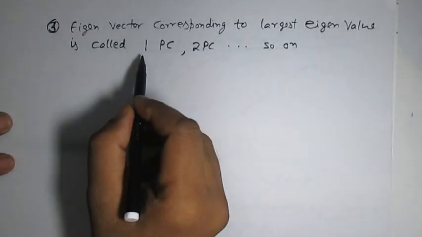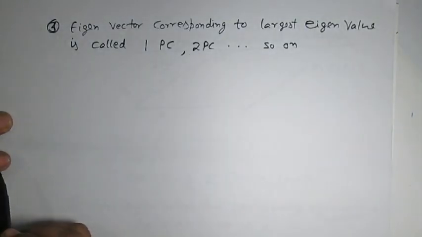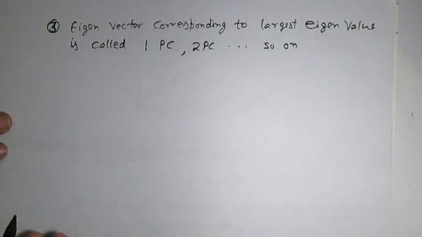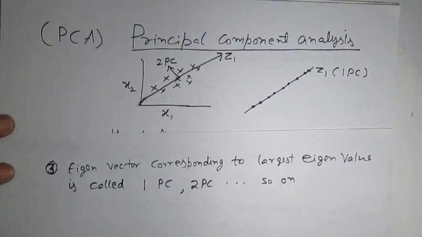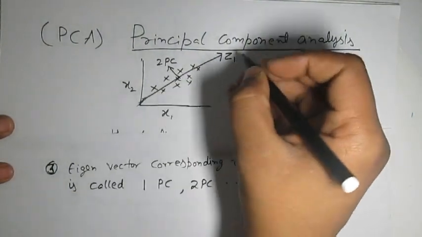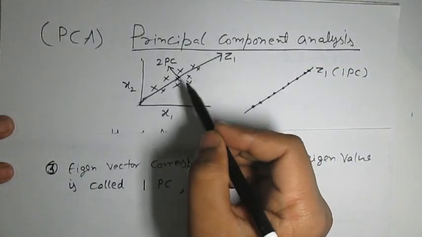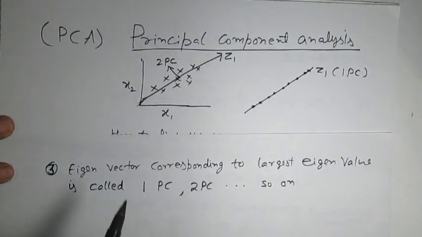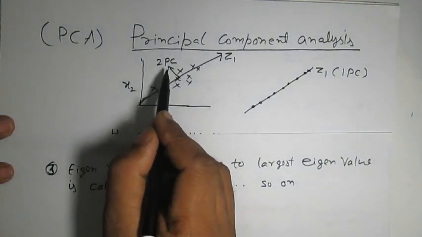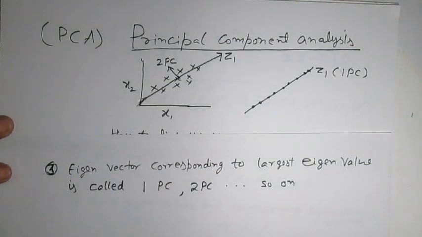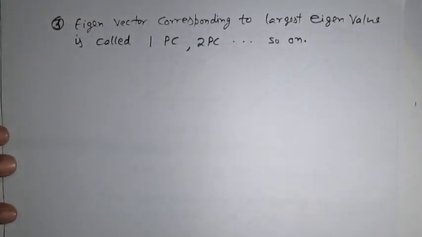In our case, we will get two principal components, and we can easily see that the first principal component, this Z1 direction, is able to represent our data set with more accurate information, and the second principal component is of second importance. Let us solve a practical problem.